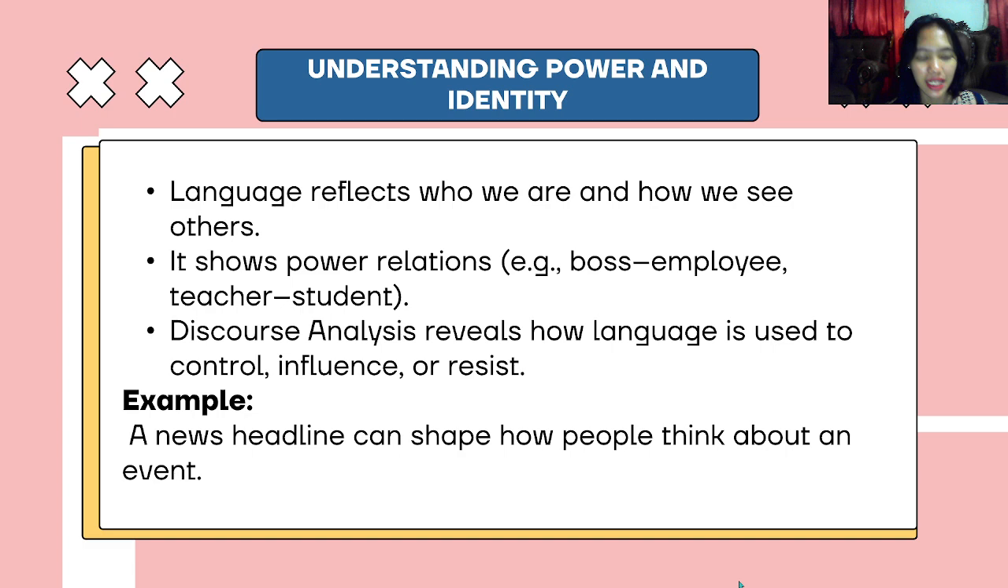Understanding power and identity. Language reflects who we are and how we see others. It shows power relations, such as boss and employee, teacher and student. Discourse analysis reveals how language is used to control, influence, or resist. Example, a headline can shape how people think about an event.